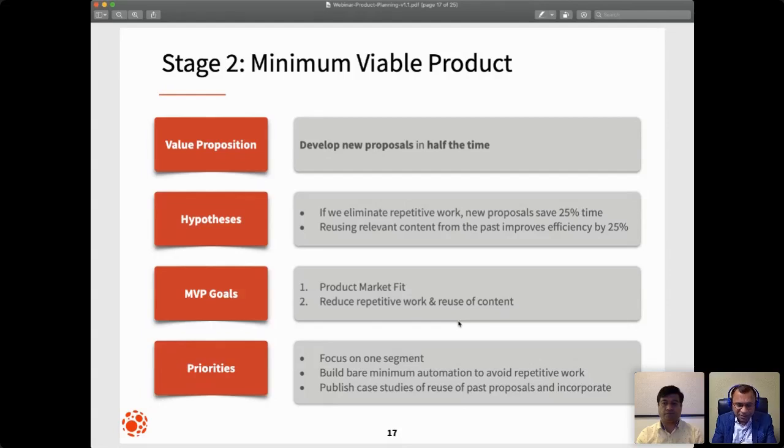So the priorities for this particular segment or stage of the product become, hey, we need to pick one segment, focus on one segment, not all of them. My priorities are to focus on the automation, and that means I need to identify the repetitive work and eliminate it. That's a priority. And the other priority is I must reuse content. Now, how do we translate this into a detailed roadmap?